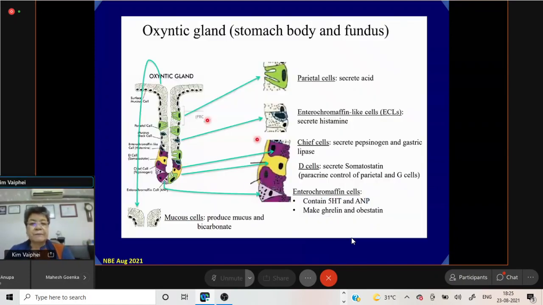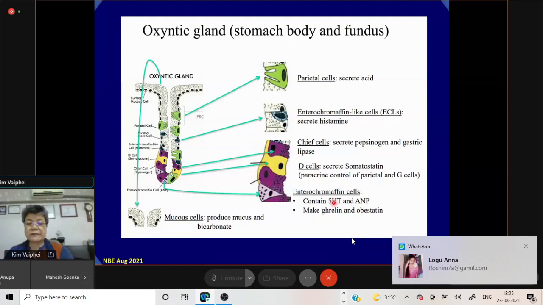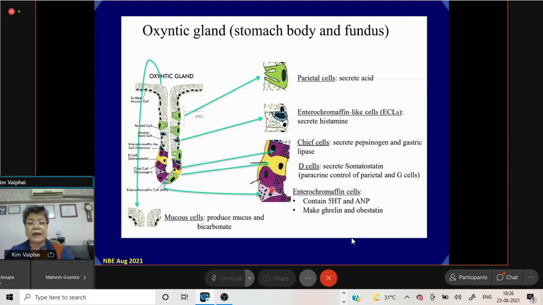And now these are the special cells or the endocrine cells, called the enterochromaffin cells, which contain special endocrine compounds. These can be highlighted or identified by using special primary antibodies, which are available, by carrying out immunohistochemistry. On H&E, the routine staining, one will not be able to differentiate one from the other.